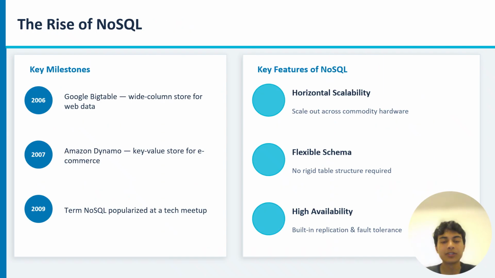As systems grew, companies like Google and Amazon started building new database models, and this led to the rise of NoSQL databases. NoSQL systems are designed to handle large-scale distributed data. They support horizontal scaling, flexible schemas, and high availability. One key idea here is schema flexibility. In traditional databases, you must define all columns before storing data, but in NoSQL, each record can have a different structure. For example, one user profile might include name and age, while another might also include hobbies or preferences. This makes development faster and more adaptable.